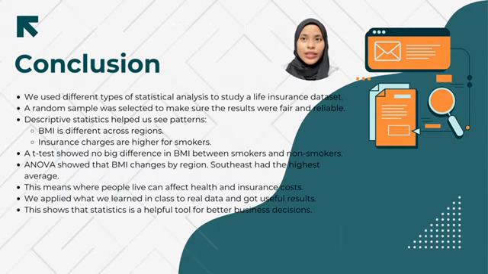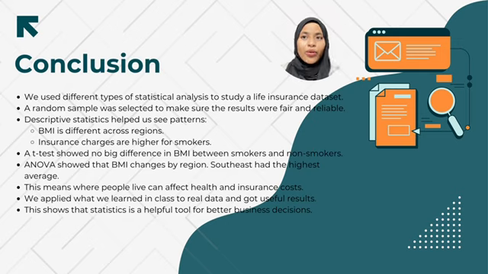In our analysis, we used several statistical methods to study the life insurance dataset. We started by selecting a random sample to make sure the results were fair and reliable. Using descriptive statistics, we found some clear patterns. For example, BMI levels were different across regions, and insurance charges were higher for smokers. Next, we used the t-test to see if there was a difference in BMI between smokers and non-smokers. The results showed that there wasn't a big difference.